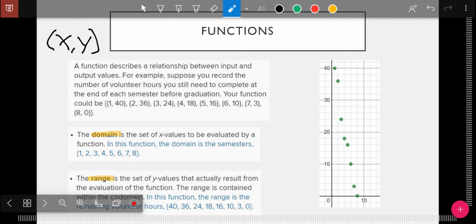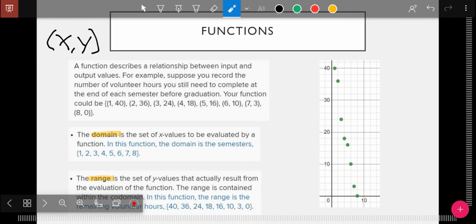Same thing with the range here. They went in the order you saw it, so they went in descending order. But I would probably write that as 0, 3, 10, 16, 18, 24, 36, 40. It's just the way I tend to flip it always in my head when I'm writing the range. I put it in brackets for the set. The range is the y values.